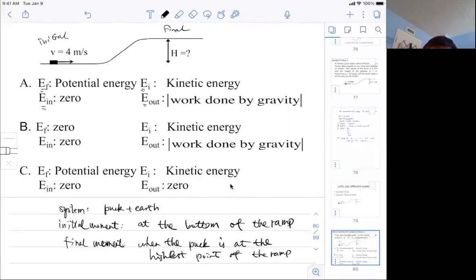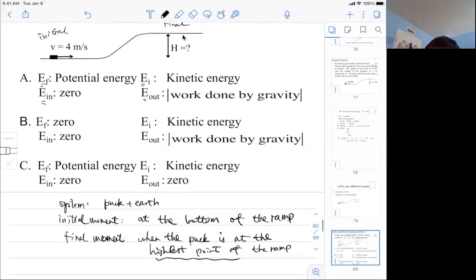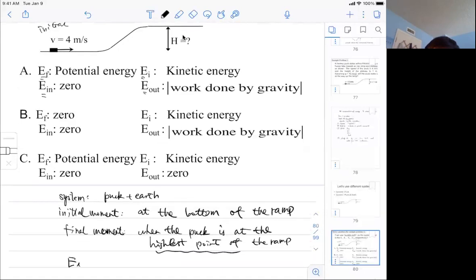This is our results for the system of choice of puck plus earth system. I have defined the initial moment to be when the puck is at the bottom of the ramp, and final to be when the puck is at the highest point possible. So not necessarily at 1 meter, because that's what we're trying to figure out, whether it can go up that high. So the final moment is it goes up as high as it could go, at point h above the ground. So what are all the energies? Energy initial would be the energy the system puck plus earth had at the bottom of the ramp.